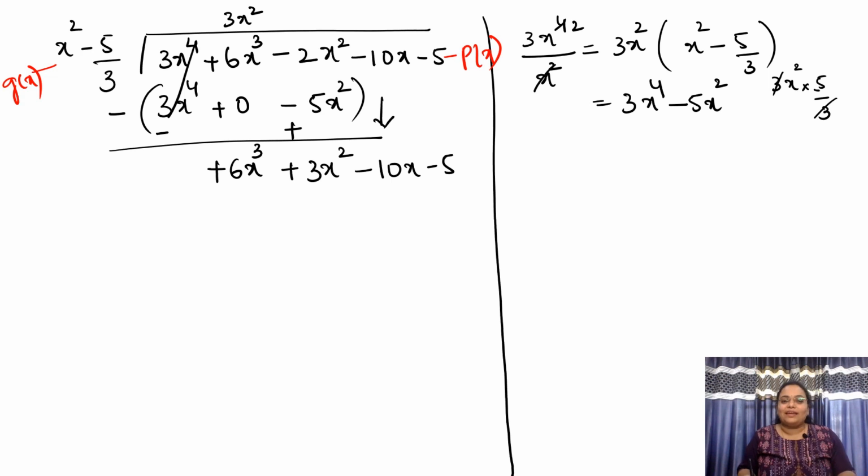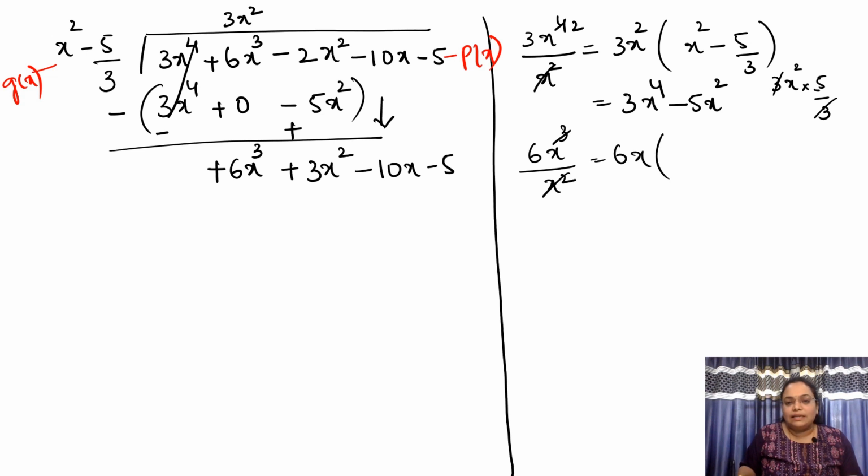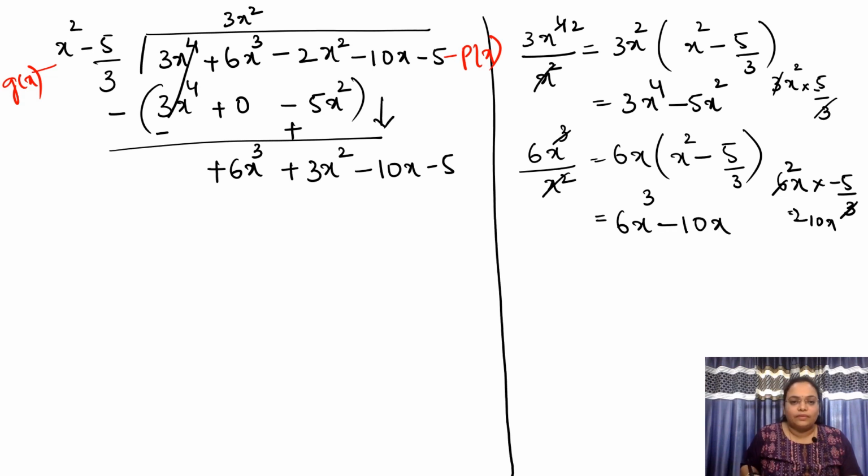Again we need to divide it. What's the first step? Divide 6x cube by x square. So you will get 6x, and then multiply it with x square minus 5 by 3, which is your g of x. You will get 6x cube, and 6x into minus 5 by 3 will be minus 10x. So let me take plus 6x in the q of x and write the remaining two terms here.